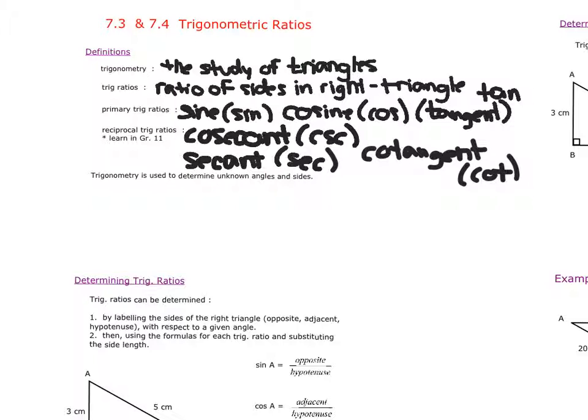I'm not really going to ask you what does trigonometry mean. The primary trig ratios, you will know them because you're going to learn a short form of them. Does everybody have that down?